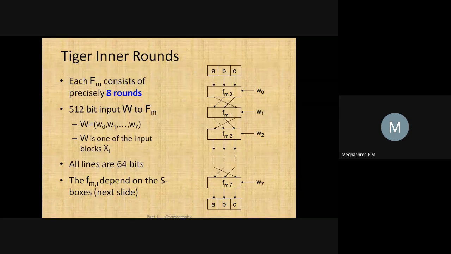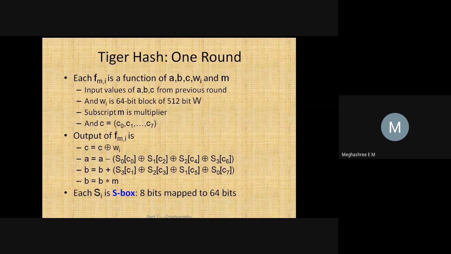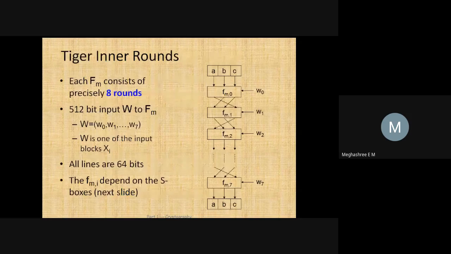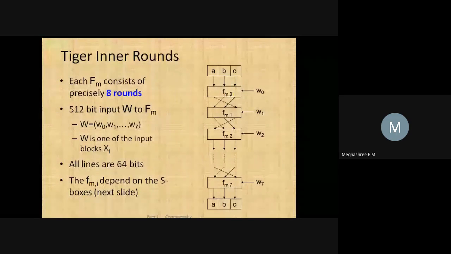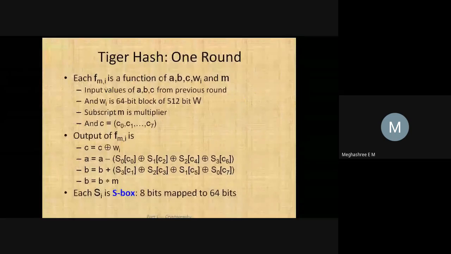Okay. And whatever output we get here, everywhere, will be of 64 bits. And this Fm,0, that means Fm,i, Fm,1 or Fm,2, this value depends on the S boxes. We'll see what an S box is here. So here Fm,0, right? What is it here? The inputs A, B, C.